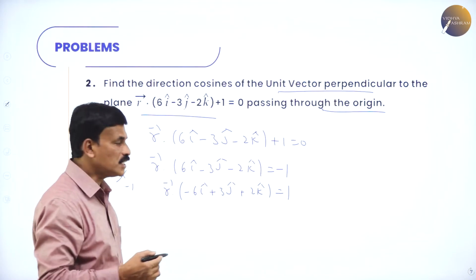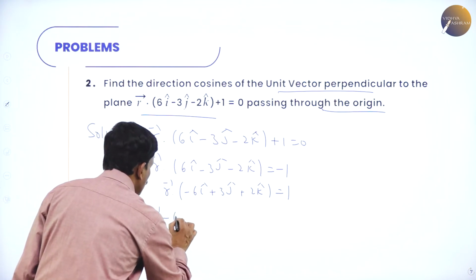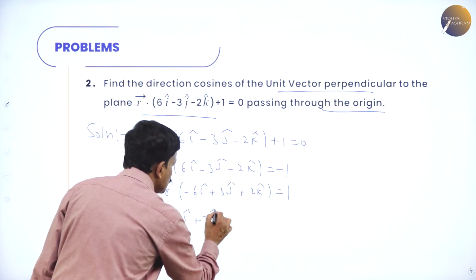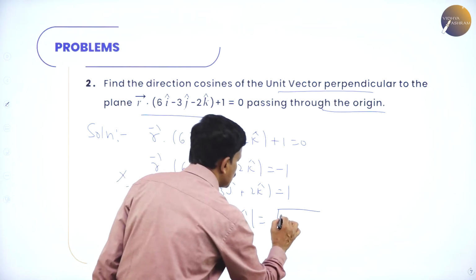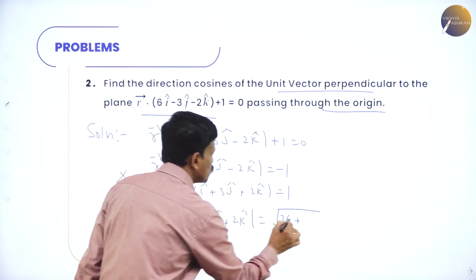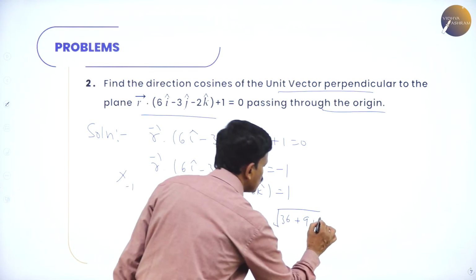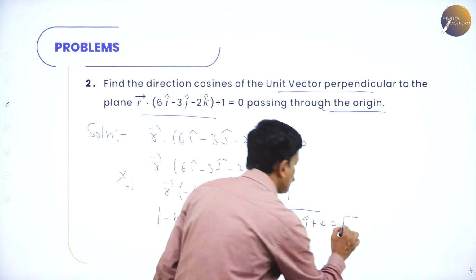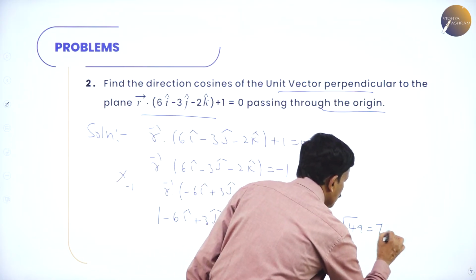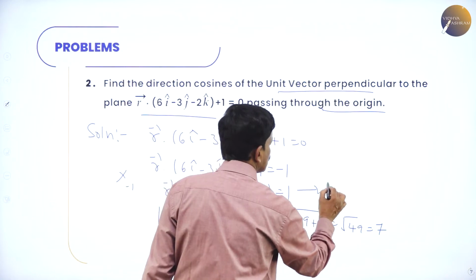Now here just find out the magnitude. The length of minus 6i plus 3j plus 2k is equal to the square root of minus 6 square is 36, plus 3 square is 9, plus 2 square is 4. This can be written as 36 plus 4 is 40, plus 9 is 49. So the square root of 49 is 7. Let us represent this as equation number 1.